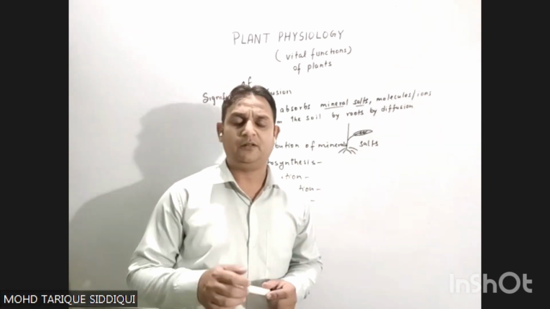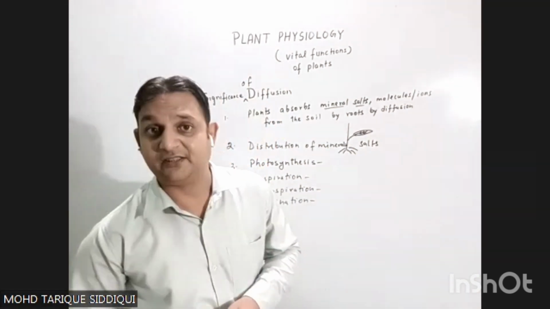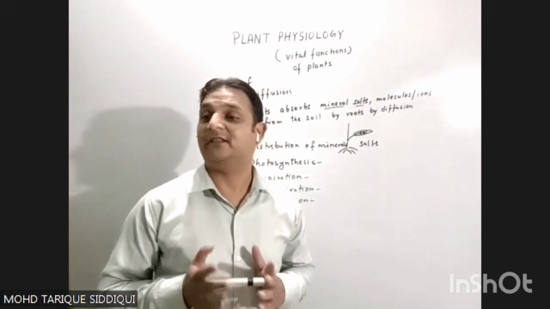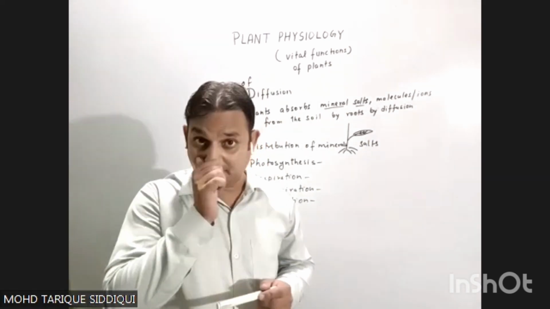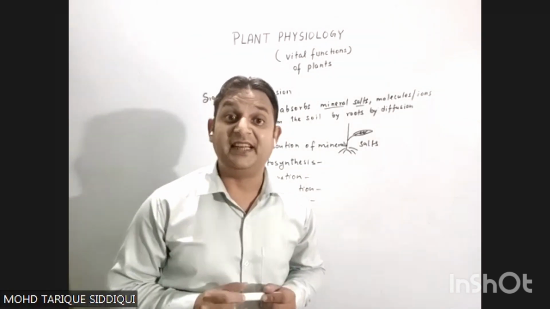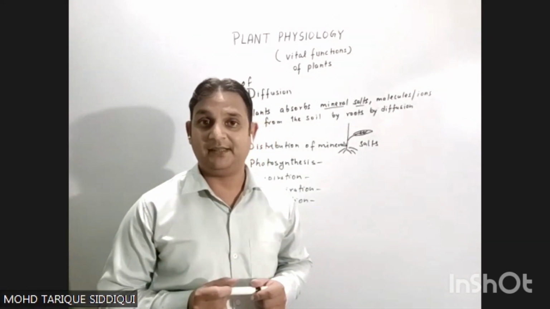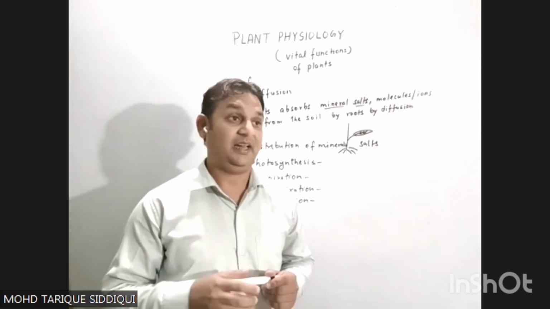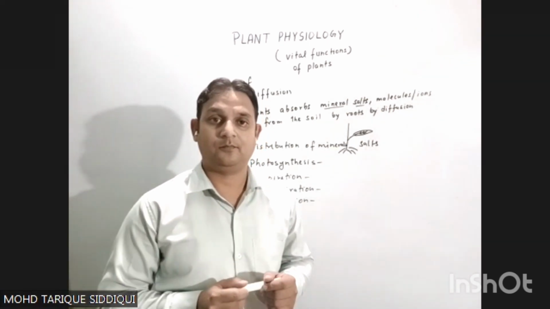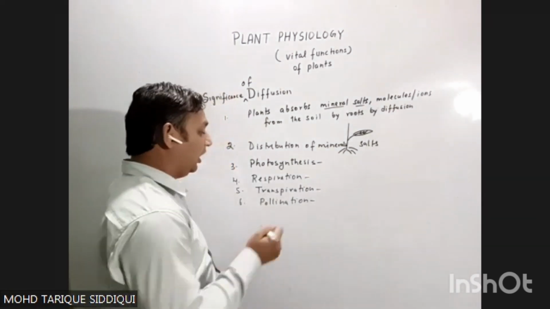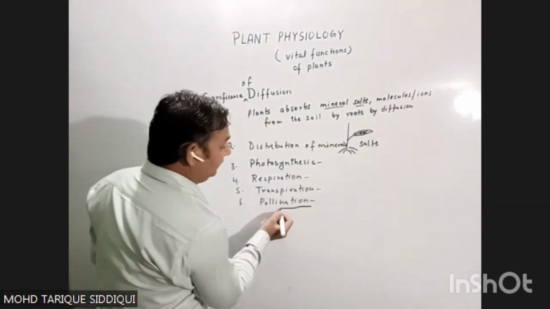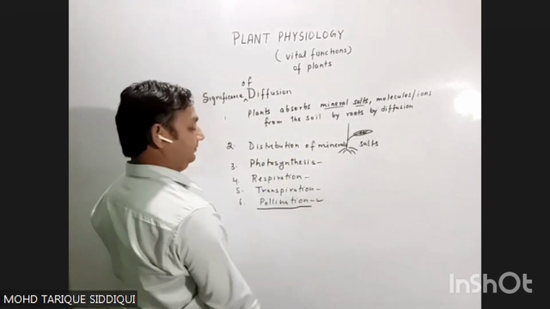I have already talked about pollination, cross pollination, that is transfer of pollen grains from the anther to the stigma of a flower, which requires a pollinating agent, right? Like wind, insect, water. So how does diffusion help pollination?